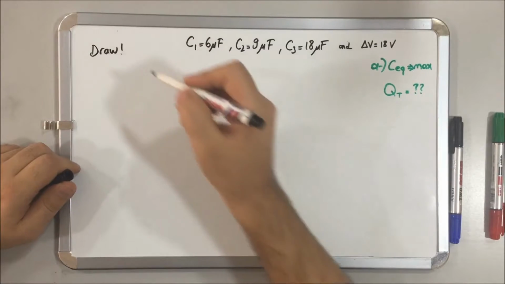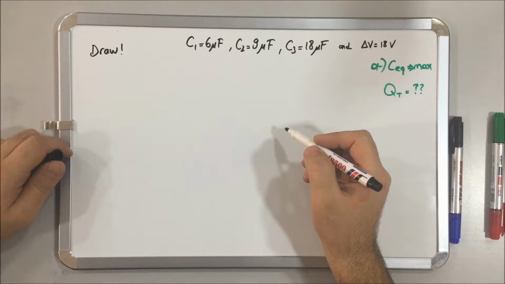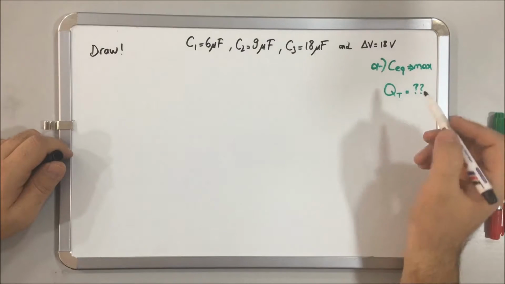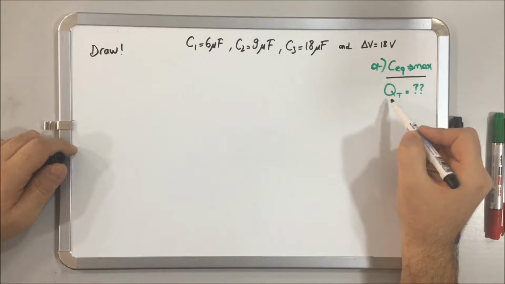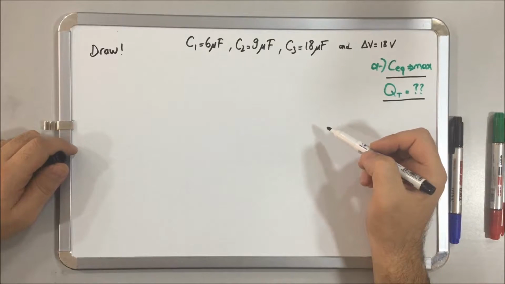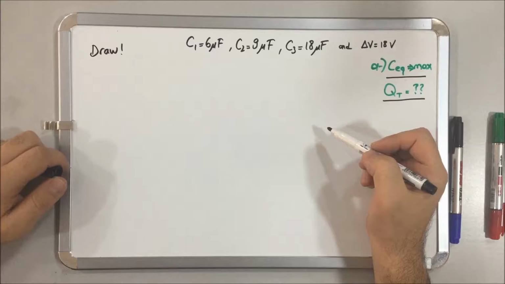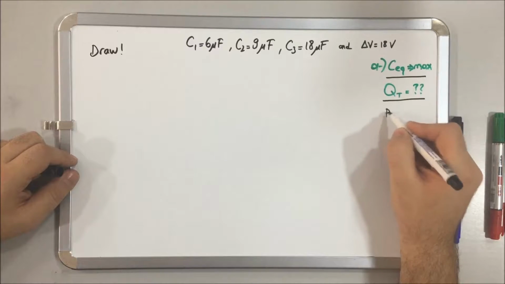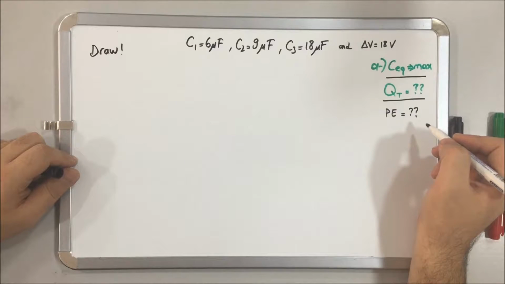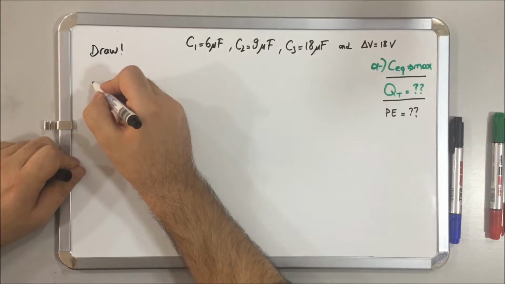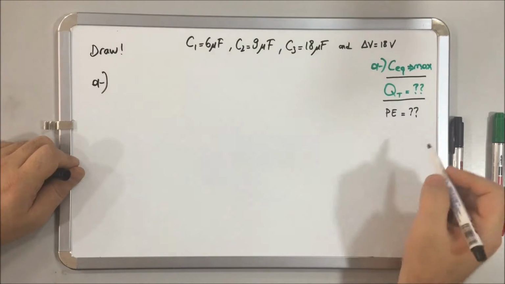Explain how to connect these three capacitors in order to get the maximum amount of capacitance. Then find the stored charge in the group, and also find the stored energy in the group. And now let's solve part A.